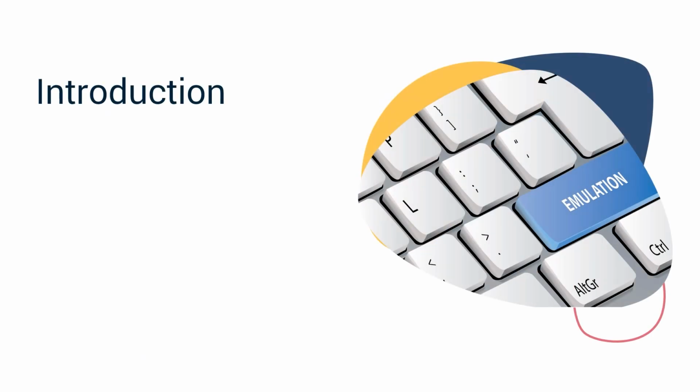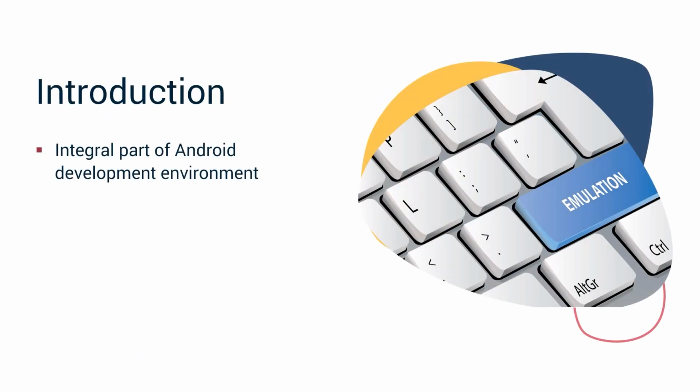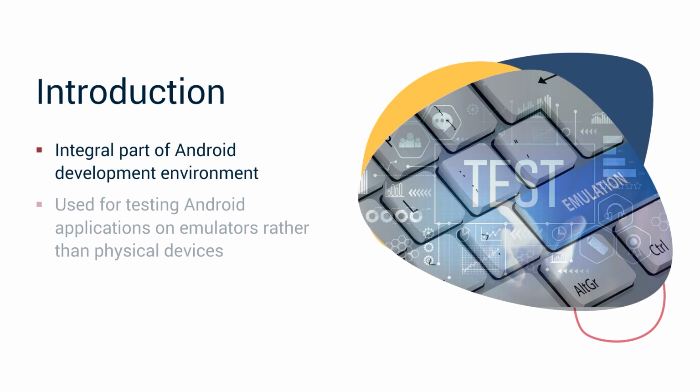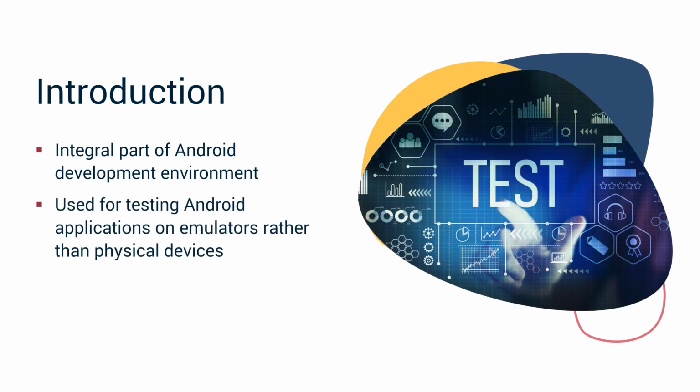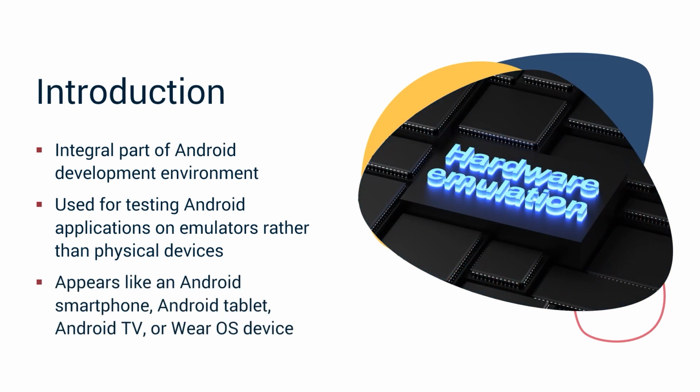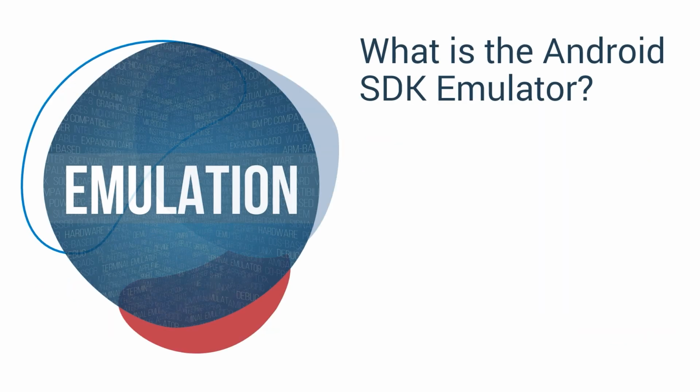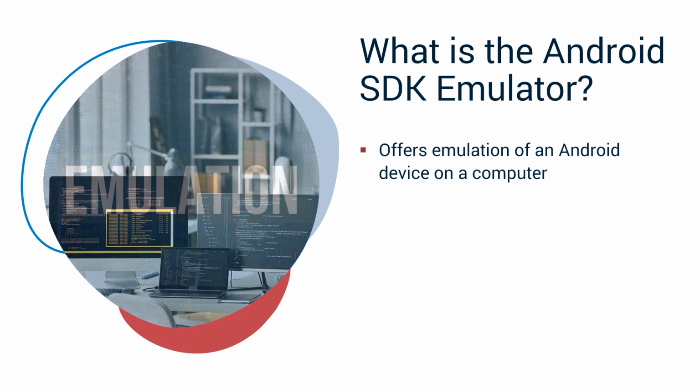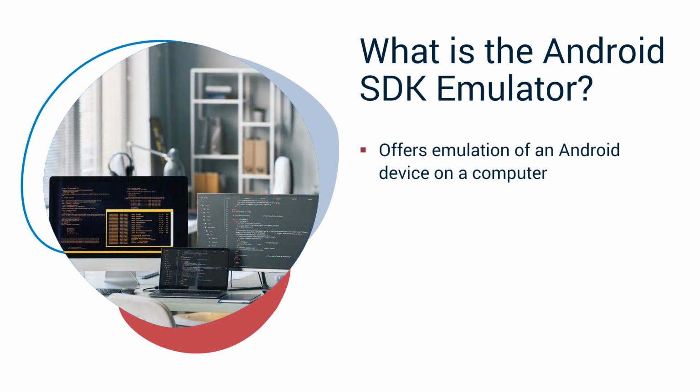The Android SDK emulator is an integral part of the Android development environment and is used for testing Android applications on emulators rather than physical devices. The emulator is designed like a development and testing tool, which provides the appearance of an Android smartphone, Android tablet, Android TV, or Wear OS device. The Android emulator is another Android software development kit, SDK, feature. It allows users to emulate an Android device on a computer.